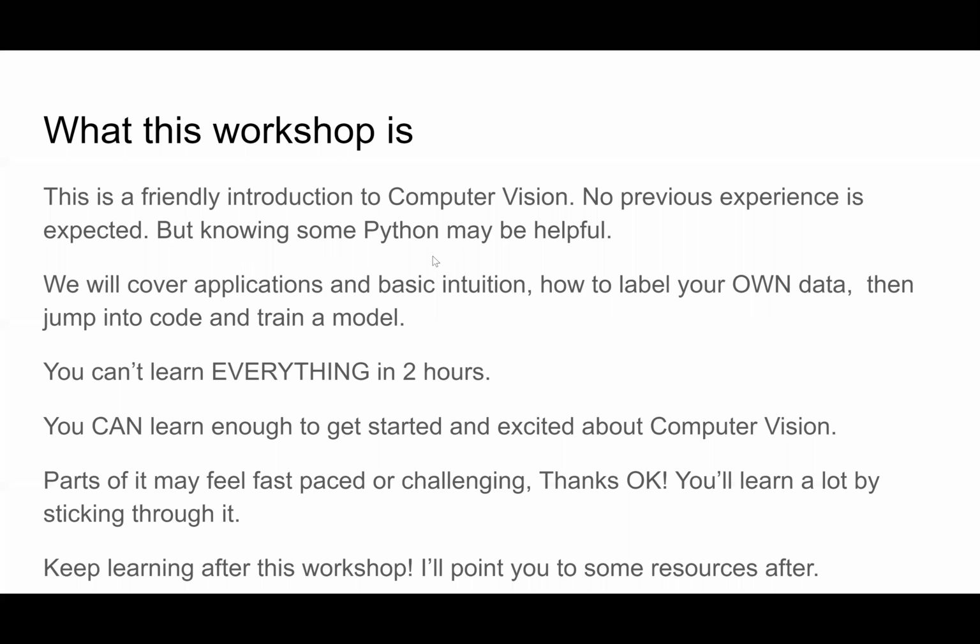We'll cover applications and basic intuition around computer vision. Then we'll talk about how to label your own data. Then we'll jump into the code and train a model with a data set. You can't learn everything in 2 hours. This is a pretty fast-paced crash course in computer vision and object detection. But I think you can really learn enough to get excited about the field and even start building your own projects and solving problems today.